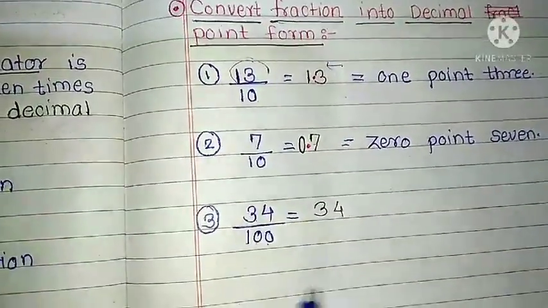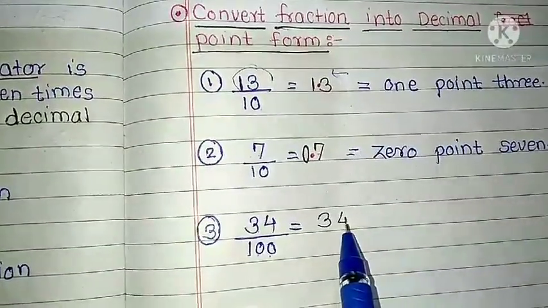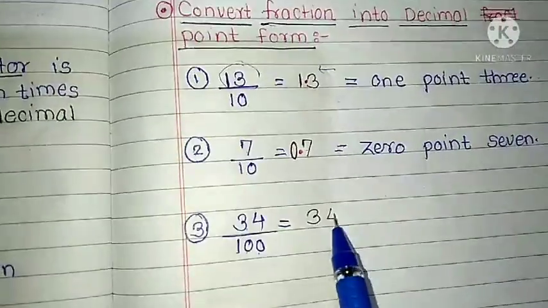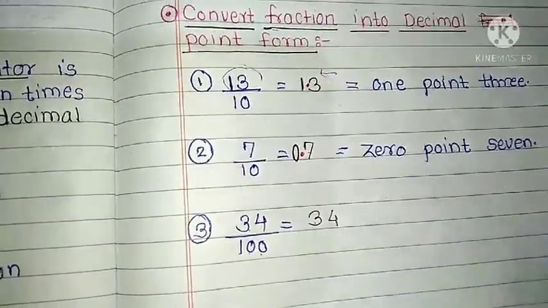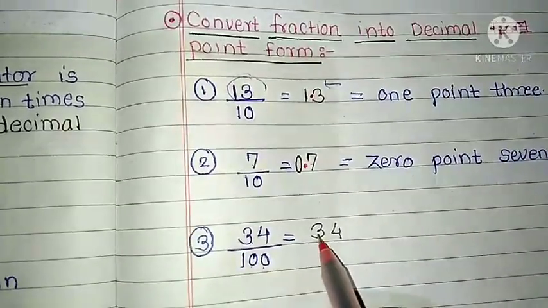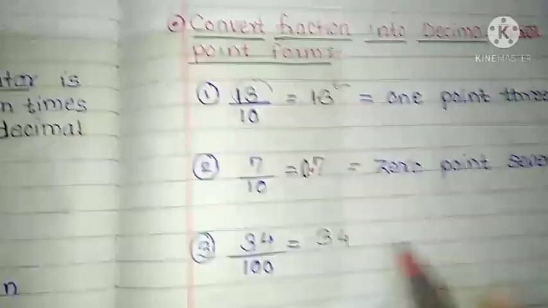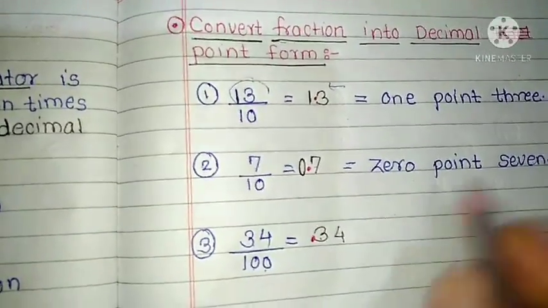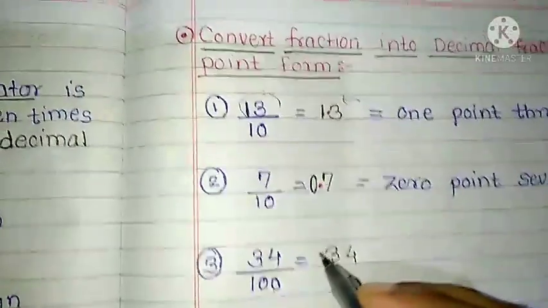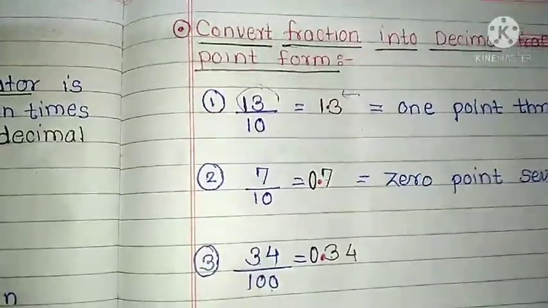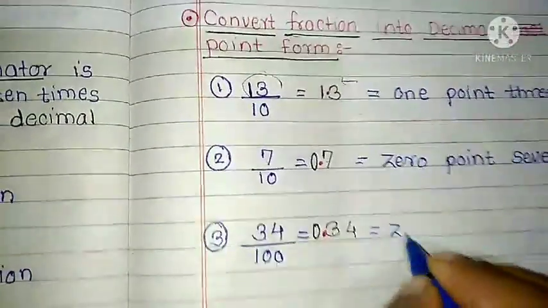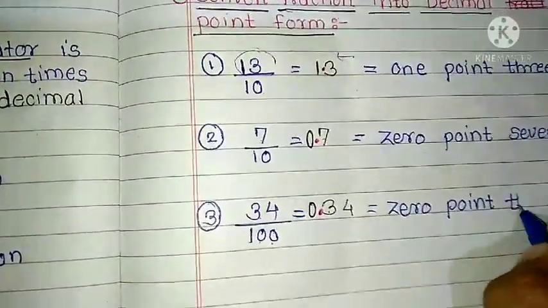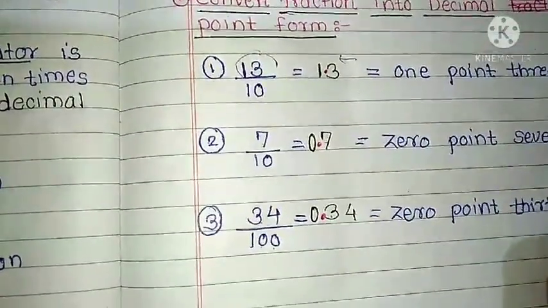2 zeros. So we have to leave how many places from the right side? 2 places. So 1, 2. And after these two places are left, we leave this, and here the point is there. And if a number is not present after this point, we put 0. So how do we read it? As 0.34.